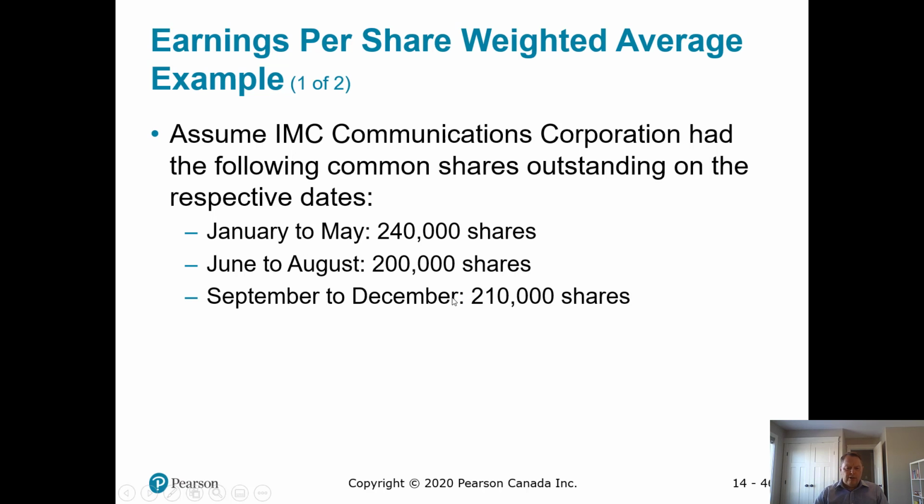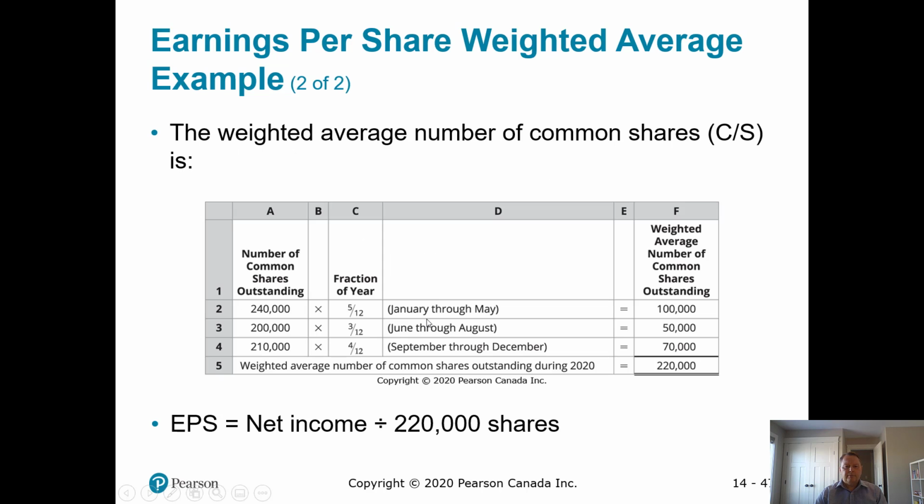So what we try and do is to figure out over the year, based on the number of months, the weighted average number of shares that we had outstanding as part of the earnings per share calculation. So let's take a shot at this. In the first period, January through May, we had 240,000 shares outstanding, and that was for 5 of 12 months. So the weighted average number of common shares for that 5-month period is 100,000.